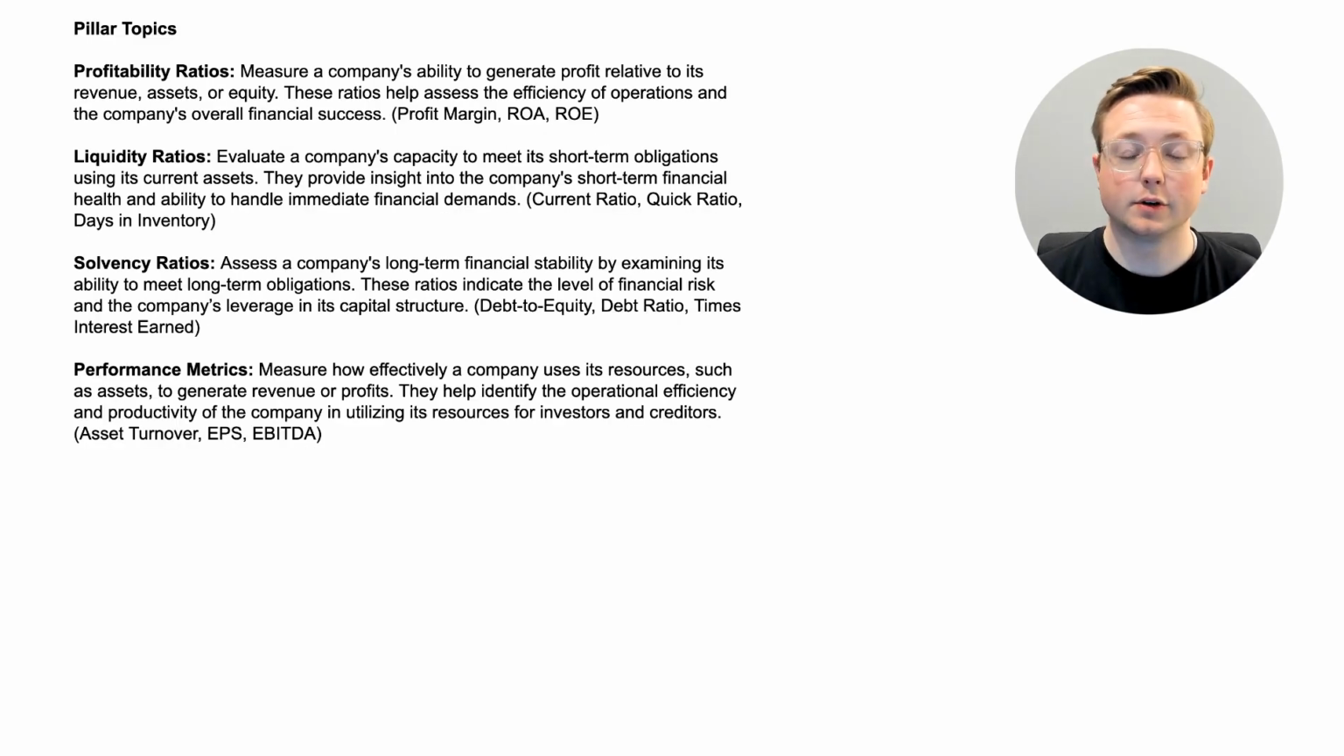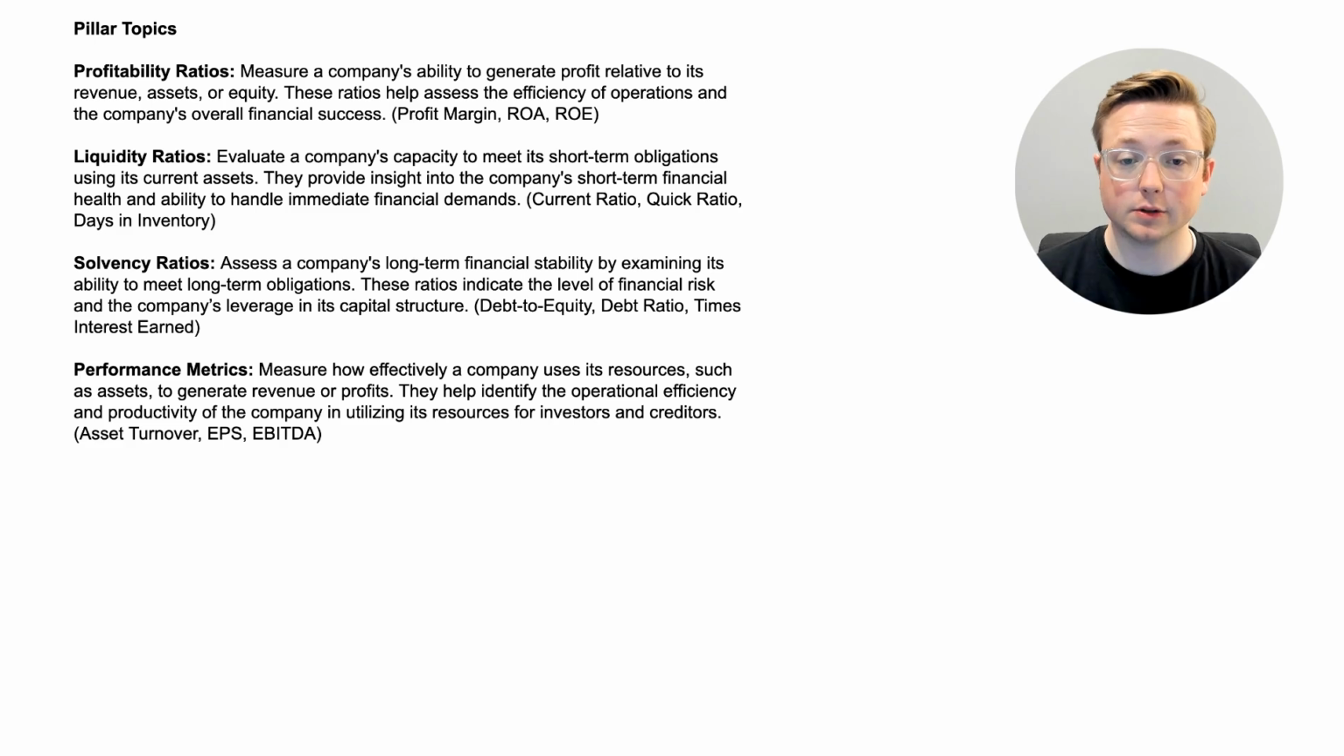All right, here we are at the pillar topics. So let's again talk about each of these different categories for ratios, and we're going to dive deep into each of these in the next 4 or 5 videos. We're going to talk about each of them in more depth. So I wanted to give a general idea for each of these here. Profitability ratios, these measure a company's ability to generate profit relative to its revenue, assets, or equity. These ratios help assess the efficiency of operations and the company's overall financial success. So again, overall profitability, overall success. These would be things like profit margin, return on assets, return on equity.